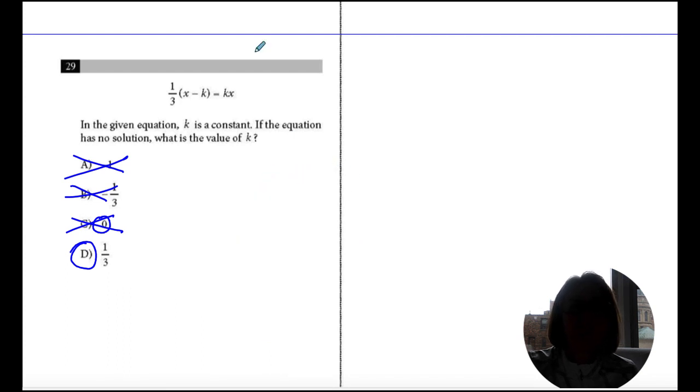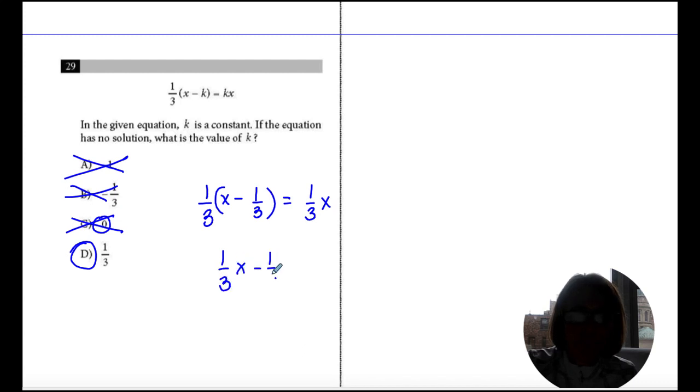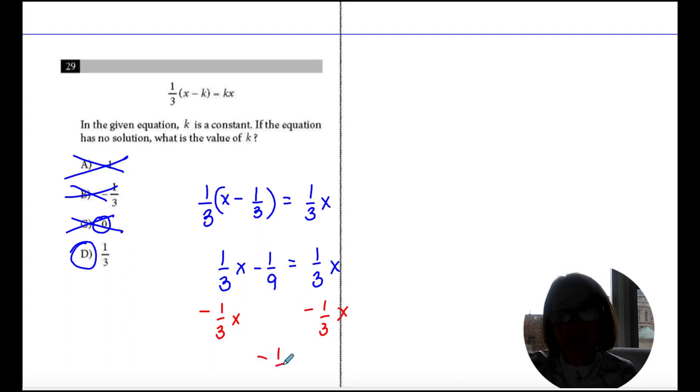Remember, you're really trying to see if the x's cancel. Let's test what happens when we plug that in. If I plug in 1/3, I get 1/3 x minus 1/9 equals 1/3 x. Like the example at the beginning, if I subtract 1/3 x from both sides, I get -1/9 equals 0, which is not a true statement, which is why it works as a no solution equation.